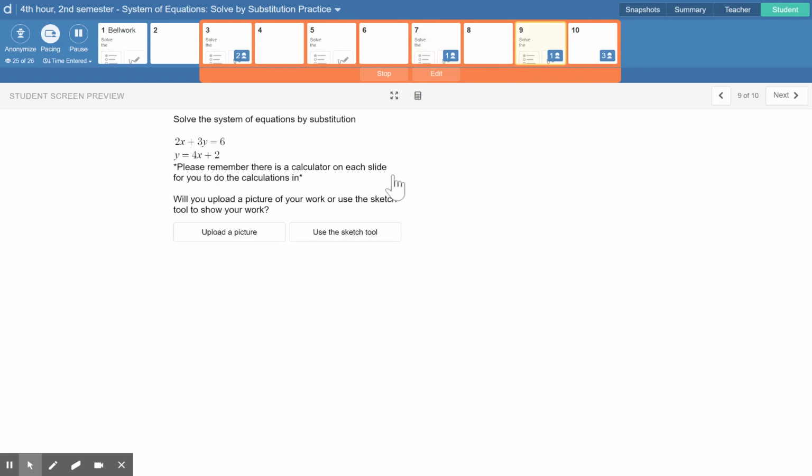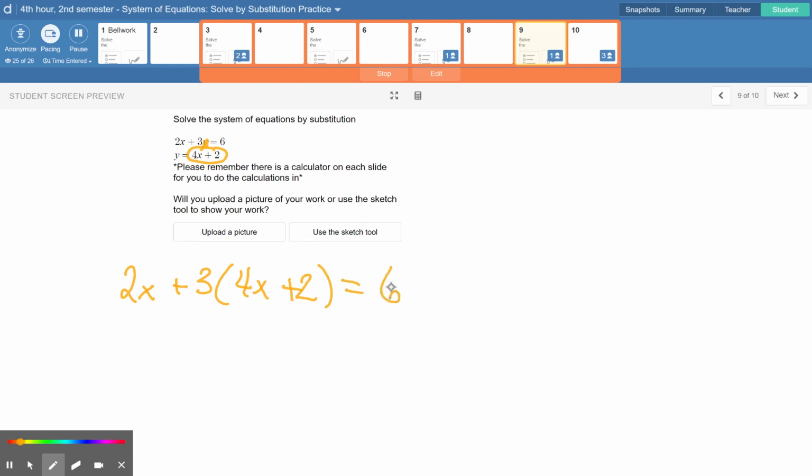All right, the last question. We have y equals again. Awesome. So I'm going to circle what it equals. It equals 4x plus 2. And I'm going to replace the y in this first equation. So the 2x gets dropped down. The plus 3 gets dropped down. We don't want that y anymore. That's the whole point of substitution. We're going to substitute the 4x plus 2 into that. And then the equals 6 gets dropped down.